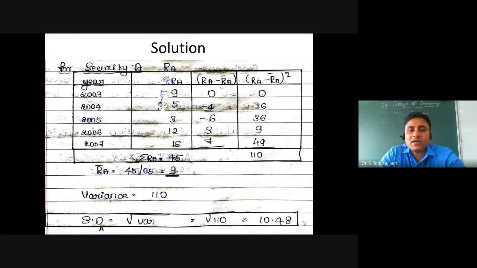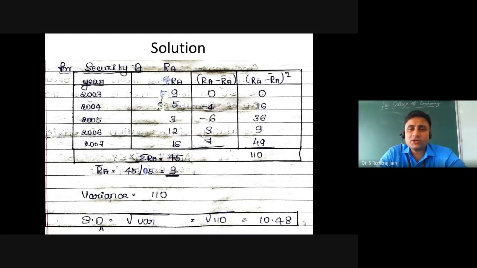RA bar is equal to how much? 45 divided by how many years of data they have given, students? From 2003 to 2007, that is 5. 45 divided by 5 is equal to 9, right? So how do I calculate the third column? RA minus RA bar. That is 9 minus 9, which is equal to 0. 5 minus 9, that is RA minus RA bar, which is equal to -4. Similarly, 3 minus 9 is -6. Then 12 minus 9 is 3. Then 16 minus 9 is 7.